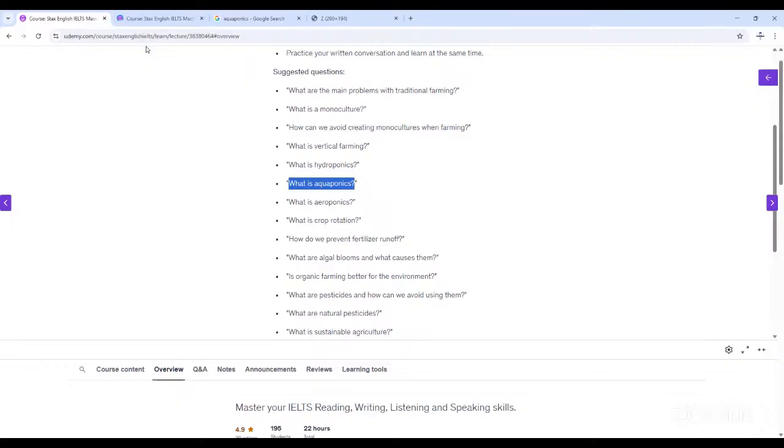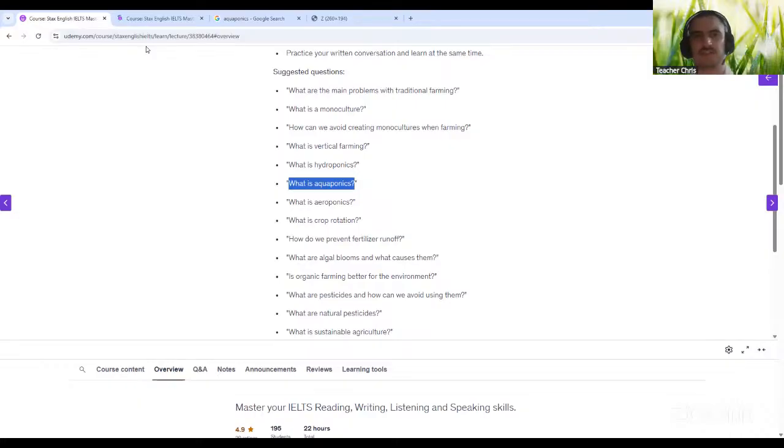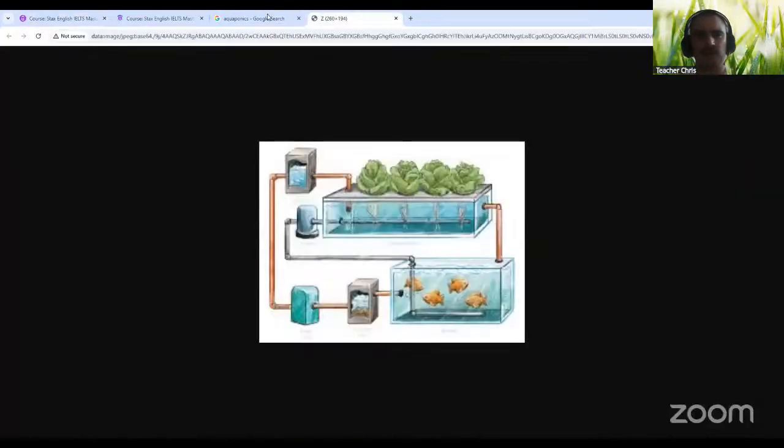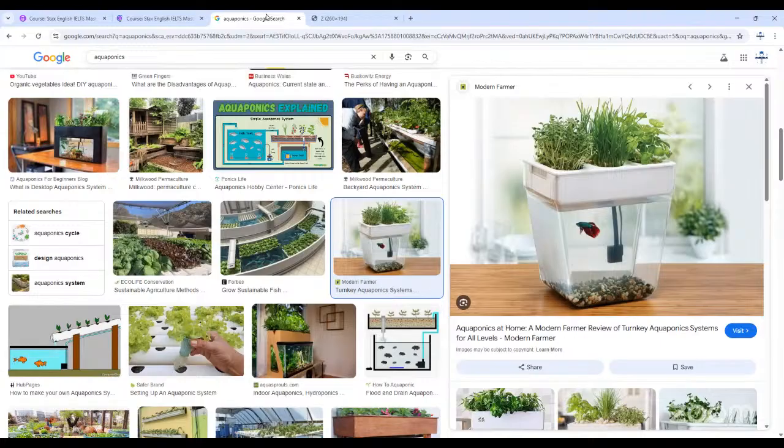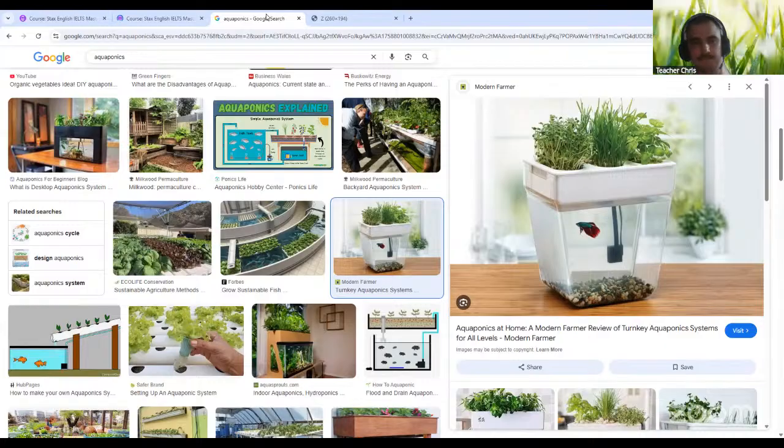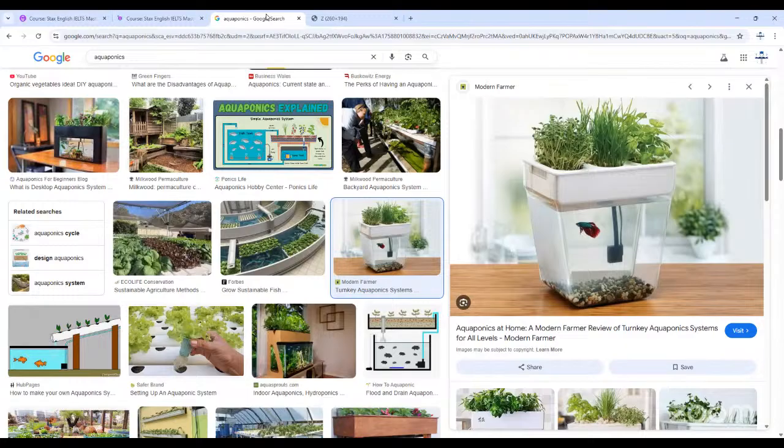Yeah. So Huang, what do you think could be an advantage of aquaponics? Why do you think aquaponics might be a good idea when farming? What are the advantages of it? I think it can make the water clean, like you said. Yeah, it can clean the water. Yep. Clean water.